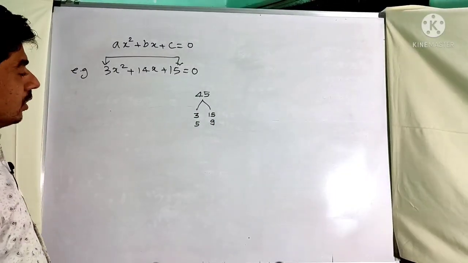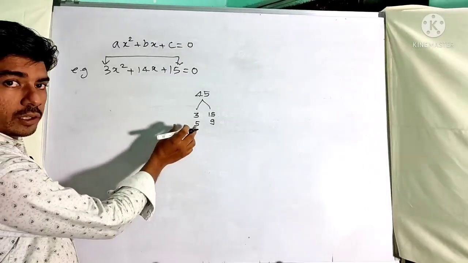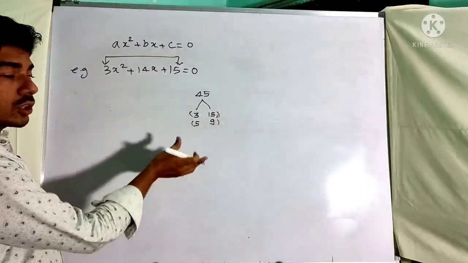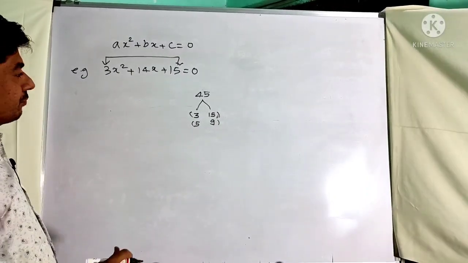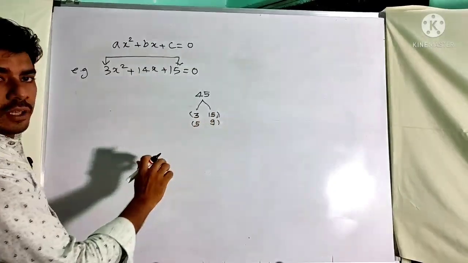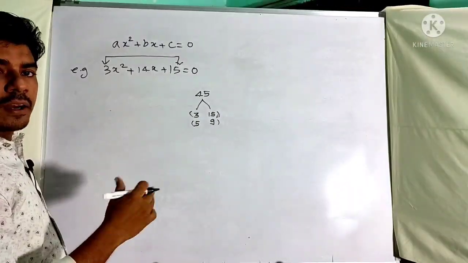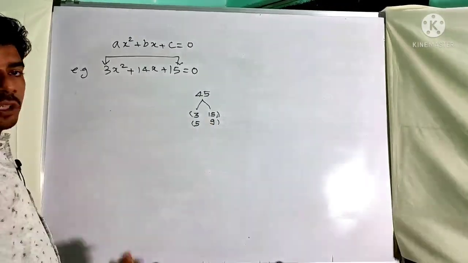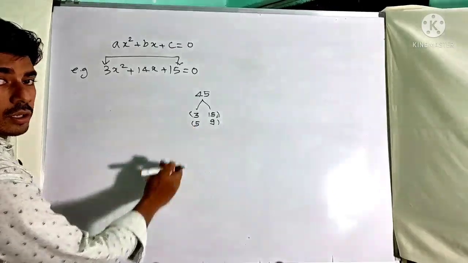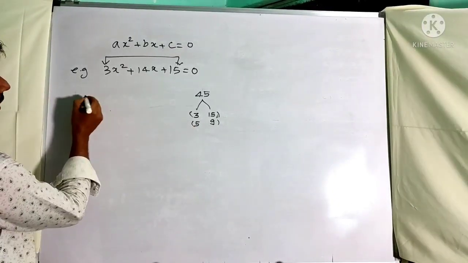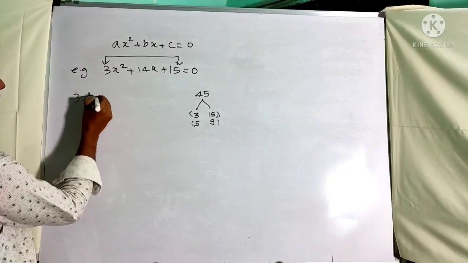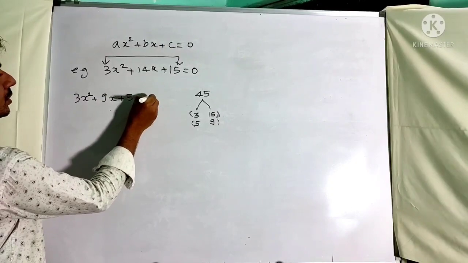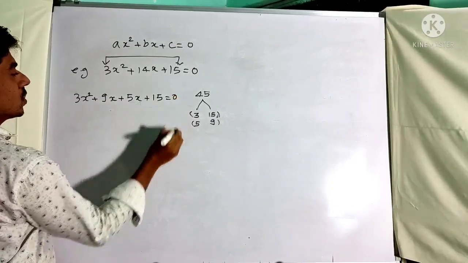9 5 is 45. But here we are going to select the set of factors such that the addition of them or the subtraction will give you the middle term. Here 3 and 15 will not give the middle term by addition or subtraction, but the addition of the second set, that is 5 and 9, will give you the middle term 14. Therefore we are going to consider the factors 5 and 9. We will rewrite the equation as 3x square plus 9x plus 5x plus 15 equal to 0.